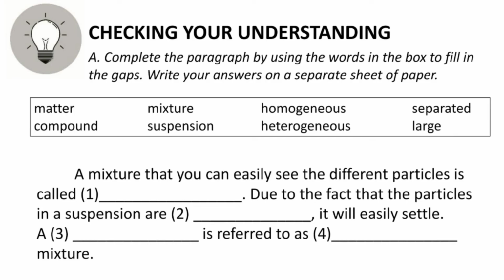Once again, a mixture that you can easily see the different particles is called blank. Due to the fact that the particles in a suspension are blank, it will easily settle. A blank is referred to as blank mixture. Okay, let's check your answer later.